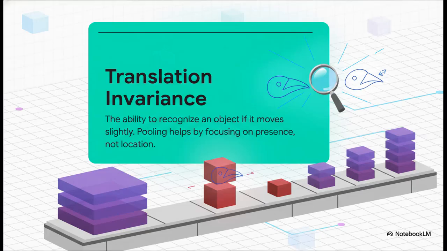Now, this simple trick gives the AI a kind of superpower. It's called translation invariance. And all it really means is that the model stops caring so much about exact pixel locations. It learns to recognize a beak, whether it's right here or shifted 1 pixel to the right. It's looking for the feature in a general area, not some precise spot.